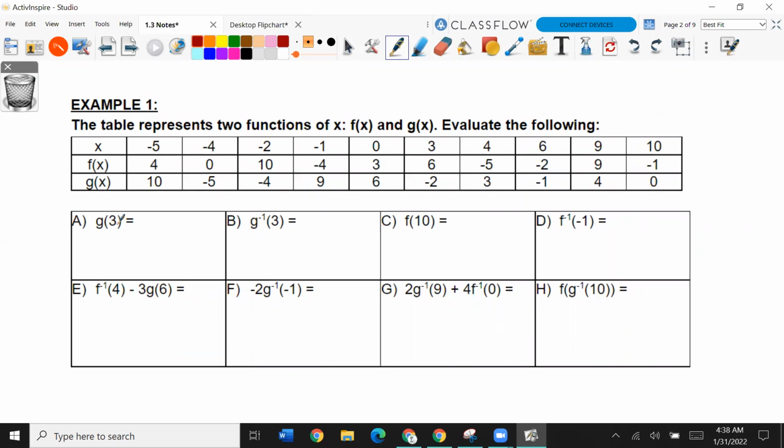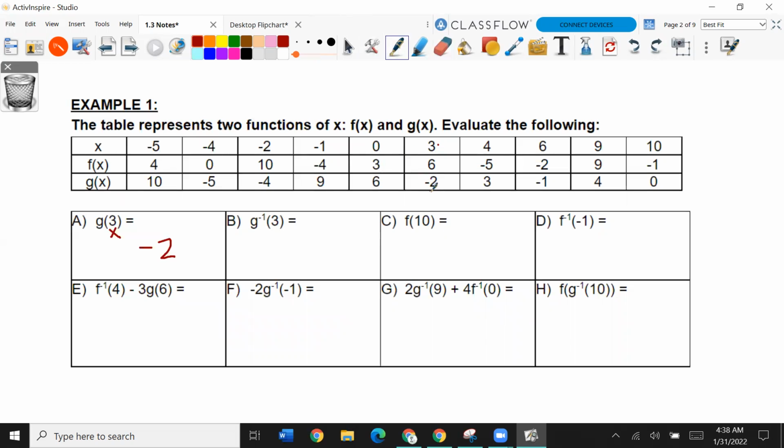So if you see g of 3, f of 10, that's just straight plug in for x, okay? If I see g of 3, well, then I want to go, where is x 3? And I want to go to my g function, and that's simply going to be -2. Okay, when x is 3, the g function is -2. No work for that.